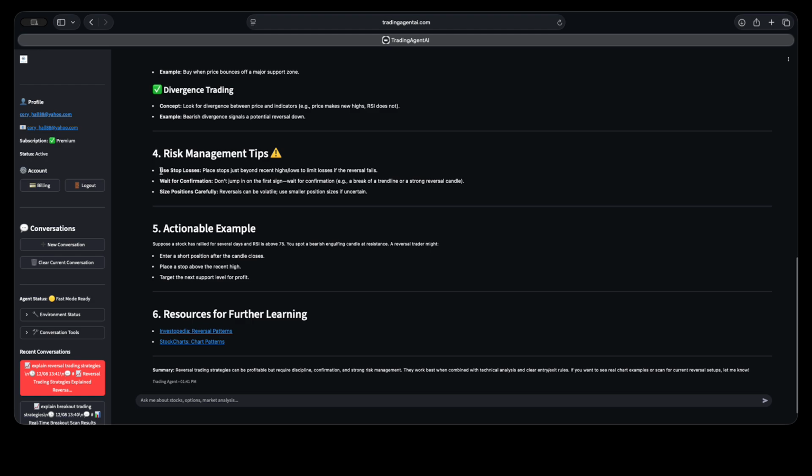And so, use stop losses. Place stops just beyond the recent highs or lows to limit losses if the reversal fails. Wait for confirmation. Don't jump in on the first sign. Examples are a break of a trend line or a strong reversal candle. Size positions carefully. Reversals can be volatile. Use smaller position sizes if uncertain.